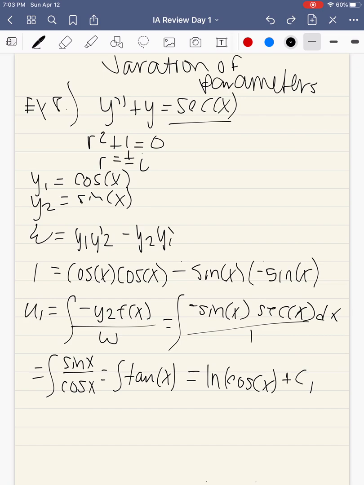A lot of you missed that on the quarter 2 IA. Even though we did that together in class, you need to know that the integral of tangent is the natural log of cosine. Do not forget that.